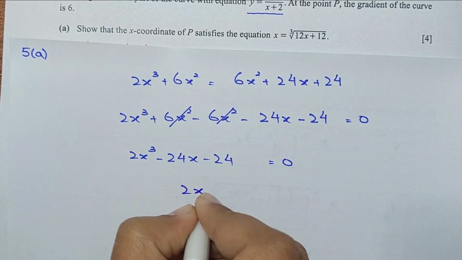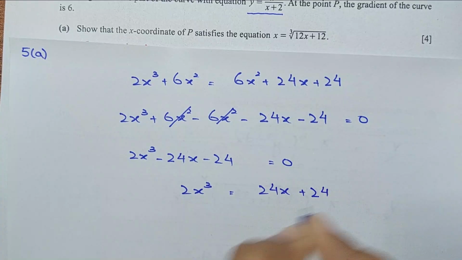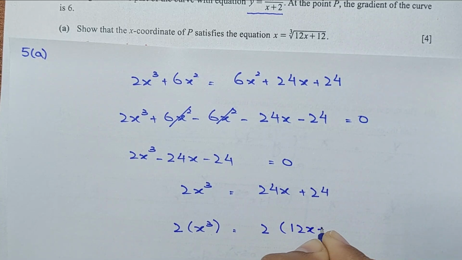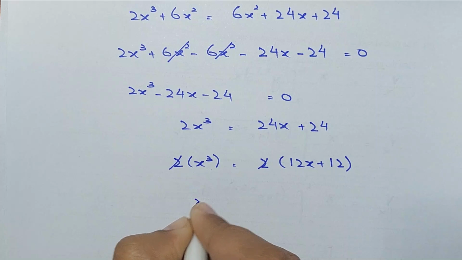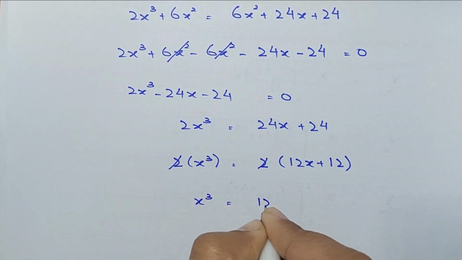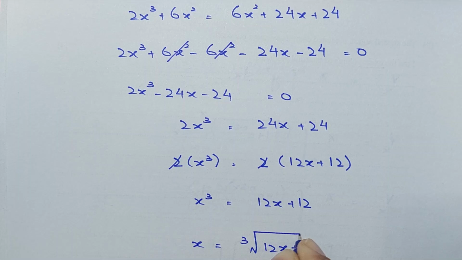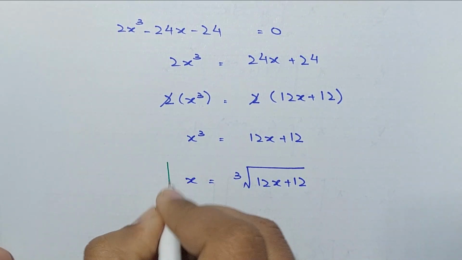If 2x³ is over here, shift 24x and 24 to the other side. We can take 2 common: x³ is left, and here we are left with 12x + 12. Now 2 and 2 both cancel out. Here we have x³ equals 12x + 12, so x is the cube root of 12x + 12. It is proved that the x coordinate of P satisfies this equation.